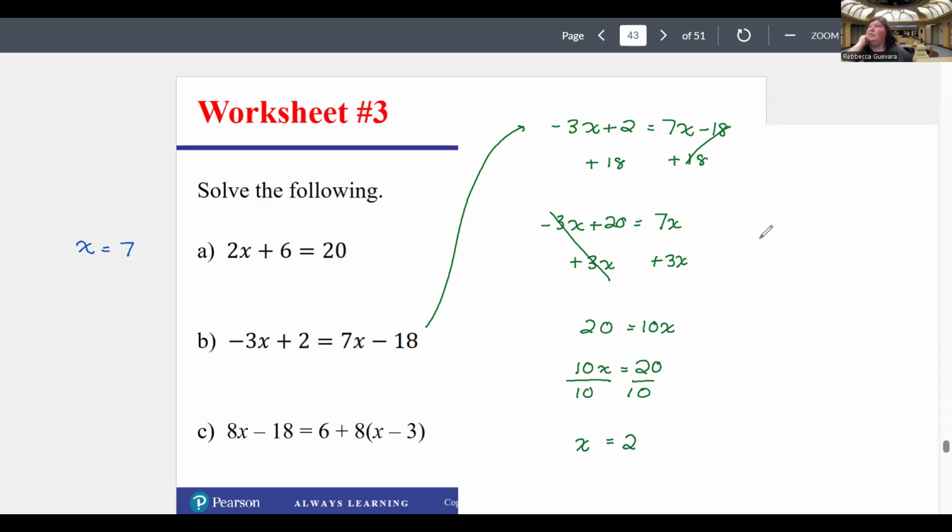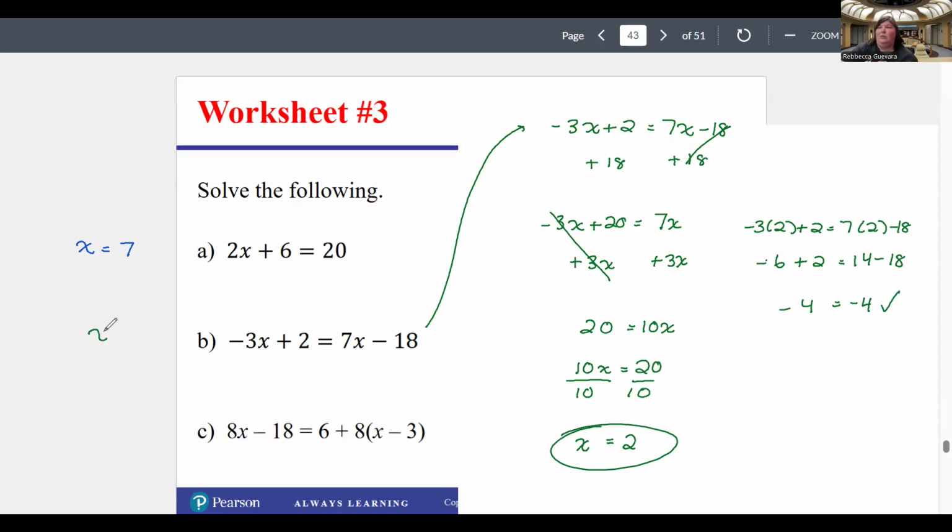Now I'll just double check that we did this right. So negative 3 times 2 plus 2 equals 7 times 2 minus 18. We will have negative 6 plus 2 here. Here we're going to have 14 minus 18. Either way, both sides equal negative 4. Everything checked out. We have a solution.